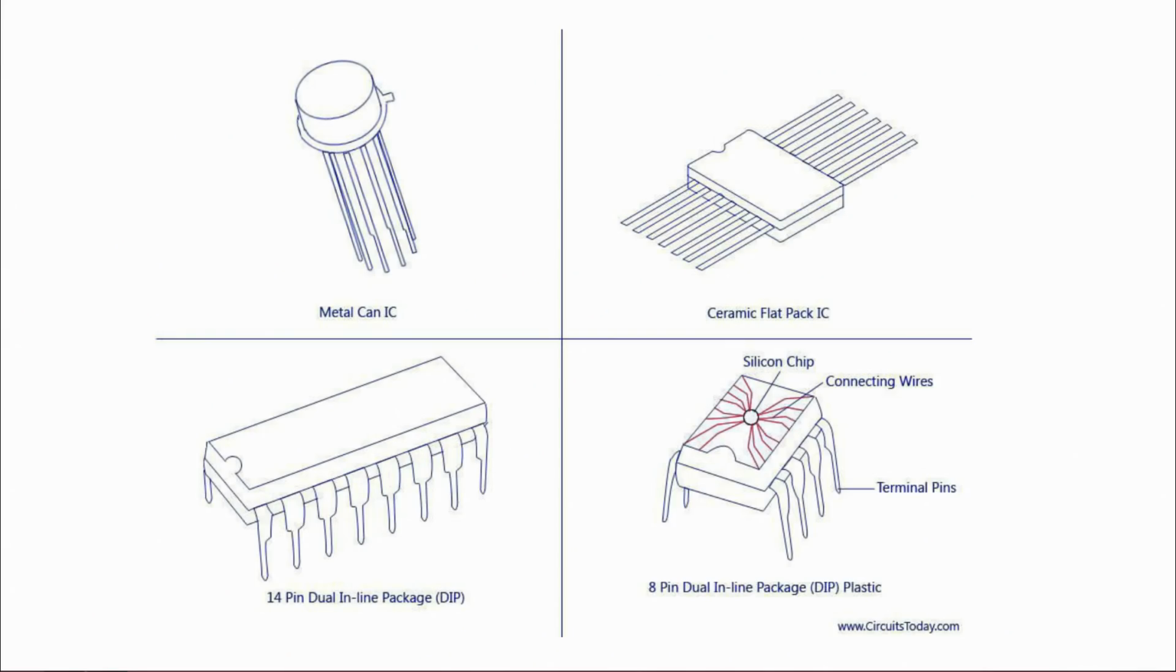ICs, when you look at the IC, the ICs can be divided into a few further categories: metal can IC, ceramic flat pack IC, 14 pin DIP, 8 pin DIP using plastic. Right. So, what kind of casing is there, based on that also the ICs are classified.